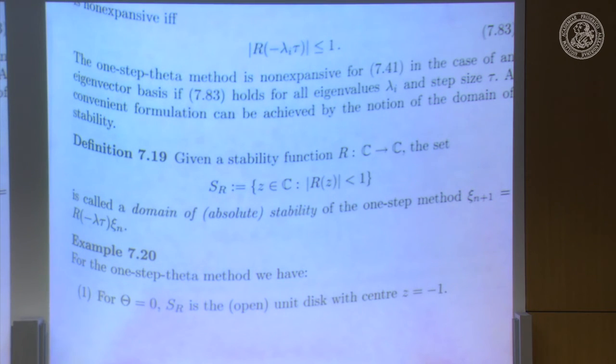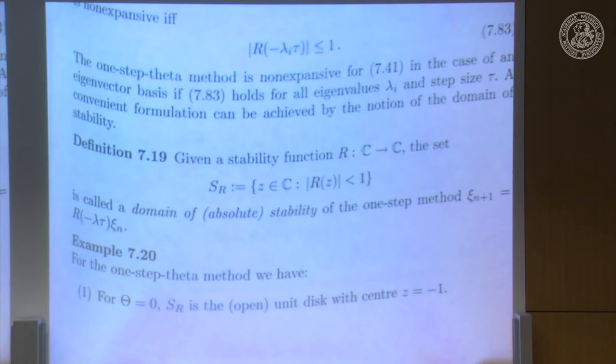So let's have a look at the domains of stability. The simple situation is the explicit Euler method, the theta equals 0 case. So here the function was just 1 plus z. We can go back and have a look again at the function.